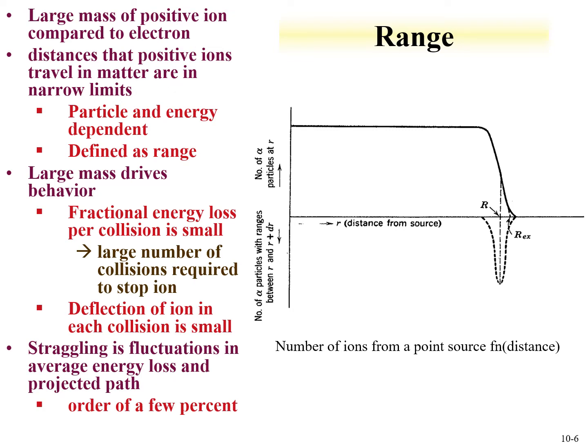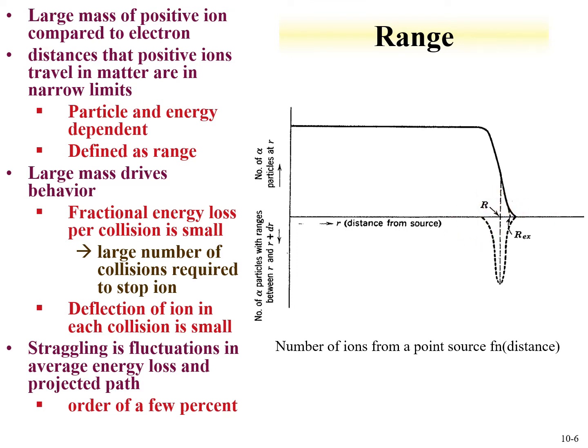This is because the fractional energy losses are relatively small, so you need a large number of collisions to occur before the ion is finally stopped. And the deflection of the ion is relatively small. This is what's called straggling. So imagine a massive particle going through the material, how it gets scattered up or down from a given direction is relatively small. So it tends to go in a path that would be relatively narrow and then deposit a great deal of its energy in a relatively small area.